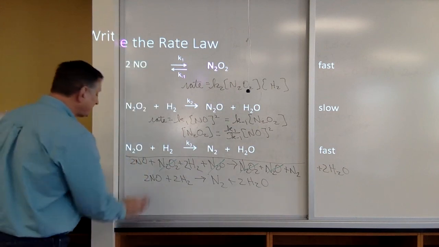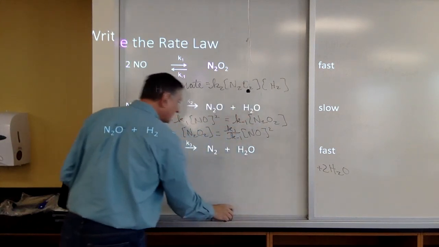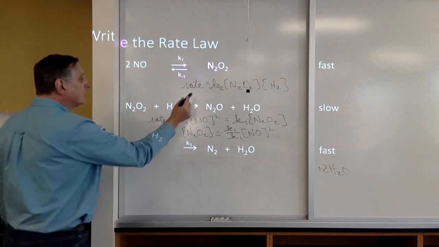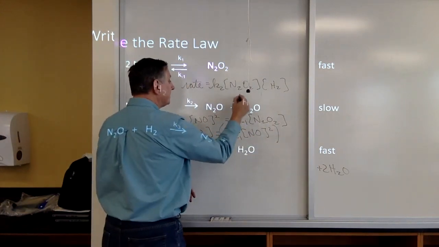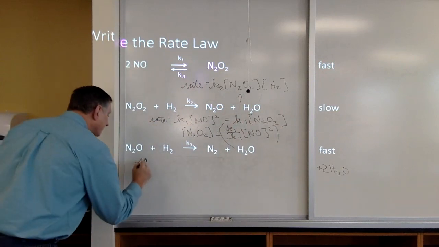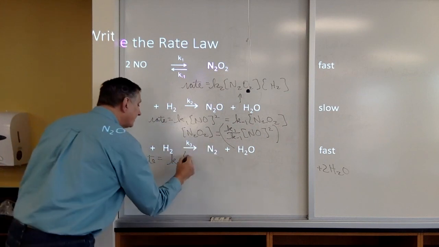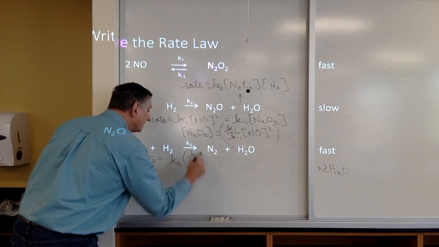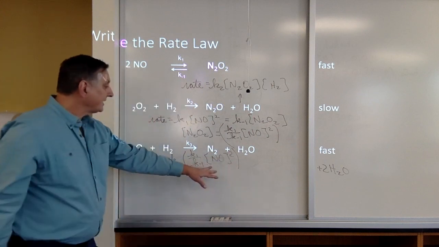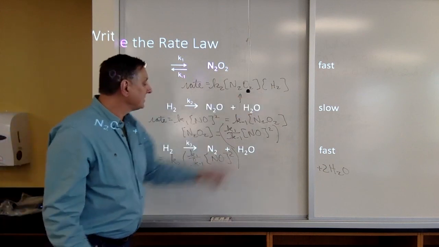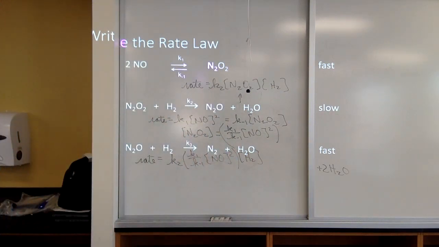So what I'm going to do is erase this. Give myself a little more board space. And when we do the substitution, we're going to plug this term, everything here goes right in here. So the rate is equal to K2 times K1 over K minus 1 times NO squared. That is what we substitute in for this times H2. We're almost done. How are you doing so far?